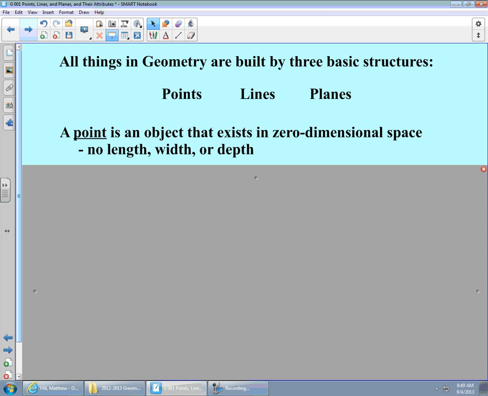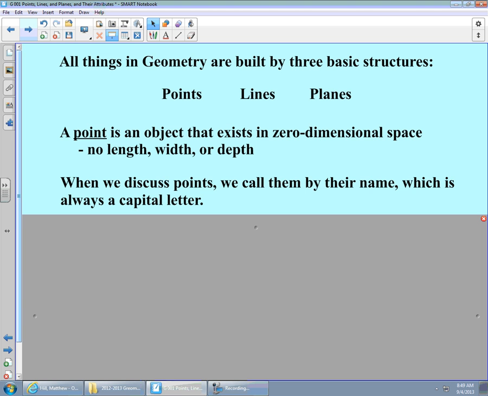Okay, here's your first term. A point, we have a definition, new term. New terms go on the left column. A point is an object that exists in zero-dimensional space. It has no length, it has no width, and it has no depth. In all reality, a point does not even exist in our three-dimensional field of vision. We can't even see it. We have to actually draw it enormously larger than it actually is, just so we can see the thing.